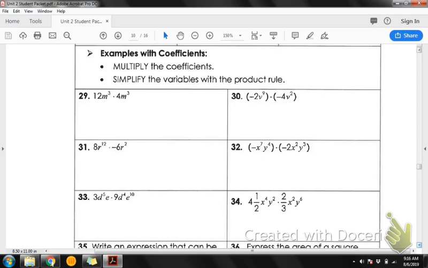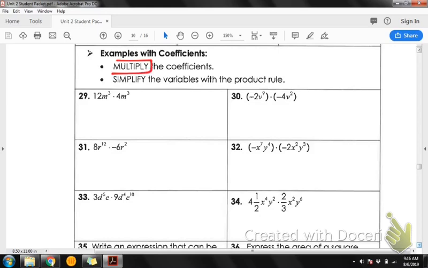And guys, here's the absolute great thing about these packets: when you go to do your homework, you already have notes exactly like your homework. So when you go to do your homework, don't say, I've never seen this before, because we're doing notes exactly like our homework. So it says multiply the coefficients first and then simplify the variables with the product rule. That seems kind of crazy, but let's do this first.